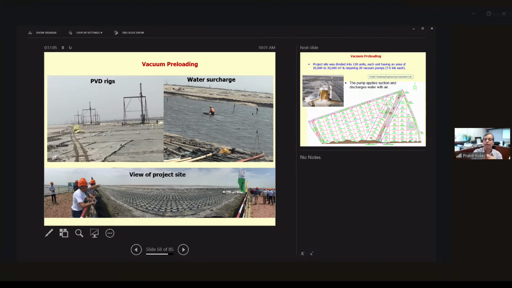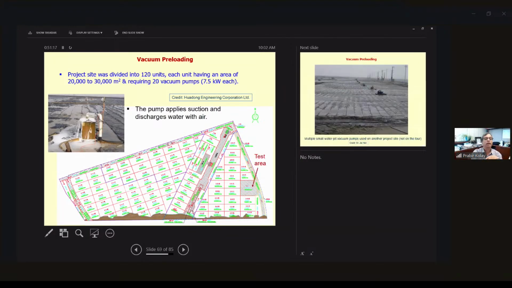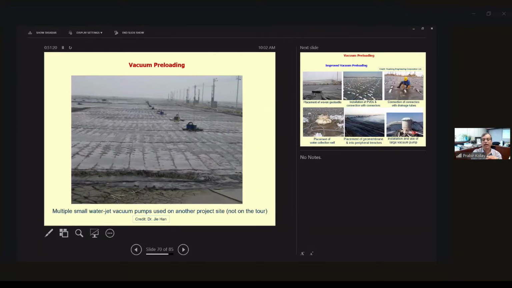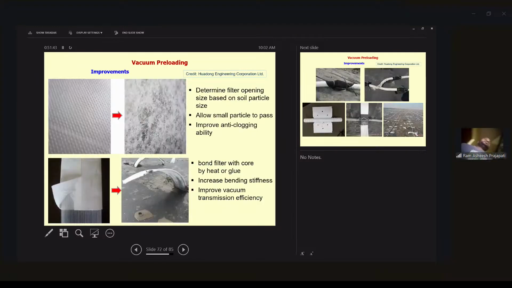consolidate the area. Okay, so this is the planned area, as I mentioned. This is how the water is coming out using the PVD, surcharge load and vacuum. This is a huge area, it looks like. These are the different pumps you see, and below there is a vacuum geomembrane, and a little bit of surcharge. This is how the vacuum preloading looks, and what the connections are, and you also see the large vacuum pump to release the water. This is the vacuum preloading. We'll be talking about it in more detail.